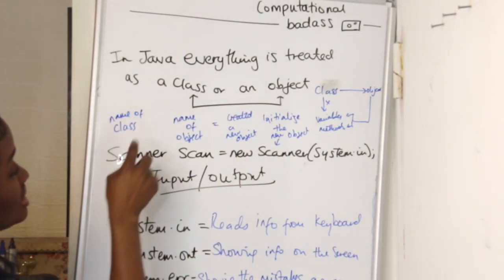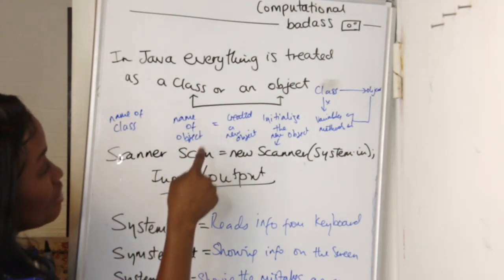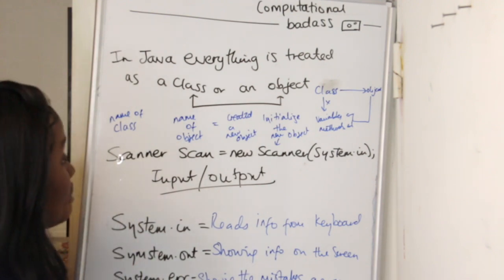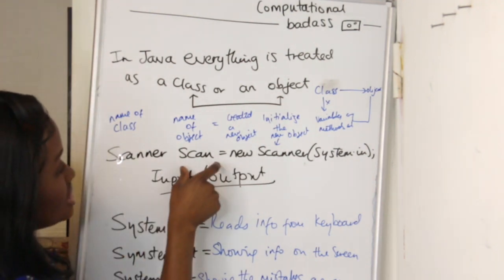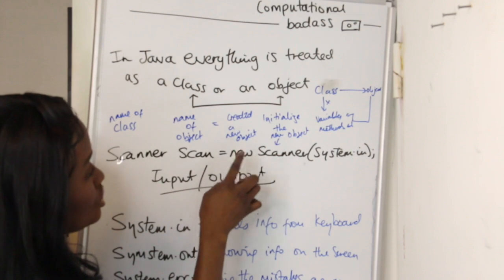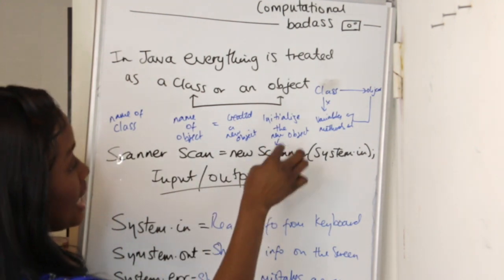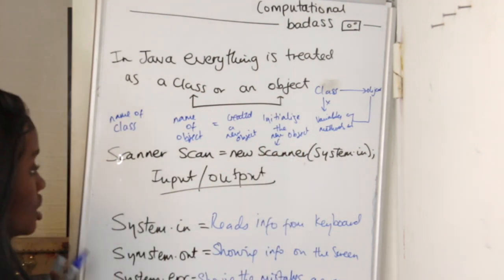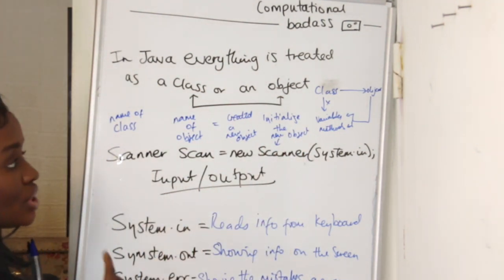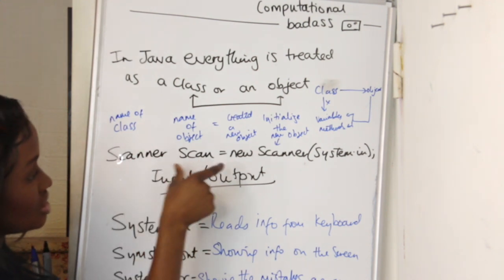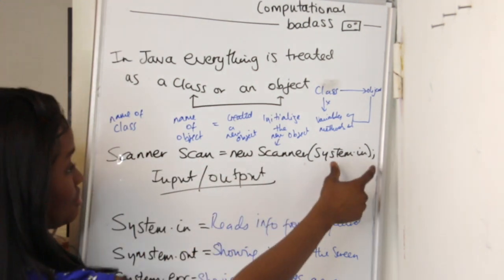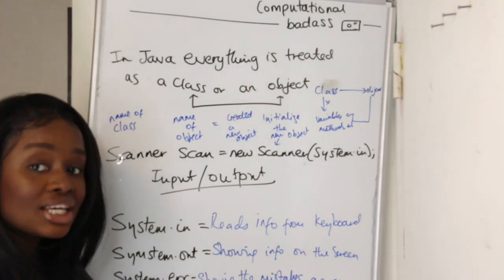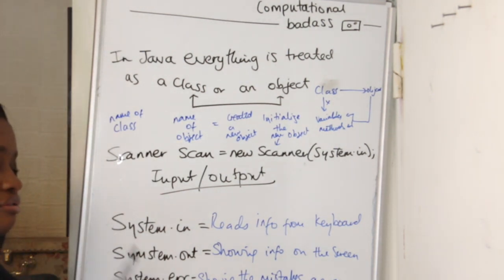Once again, Scanner means the name of the class, scan is the name of the object, because the class has to go through the object to get access to the variables and the methods. New Scanner means you're creating a new object, and when you write Scanner again, it means initializing the new object. And then the input and the output, after you've written Scanner scan equals new Scanner, you write System.in. And System.in is basically, you want to read the information that's been typed into the keyboard so that you can reply.